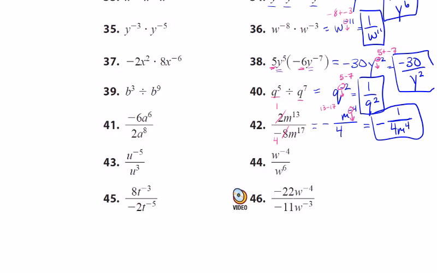All right, and then number 44. I'll let you try that one out. But remember, we're going to subtract the exponents because we're dividing. Okay? And then make sure you end up with a positive exponent.